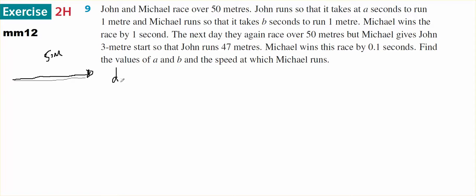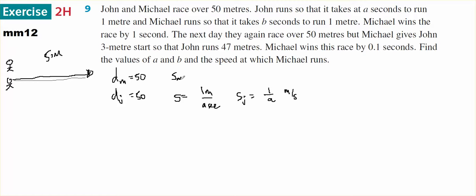Therefore, the distance that Michael runs is 50, and the distance that John runs is also equal to 50, because they both run along that race for 50 metres. John runs so that it takes A seconds to run 1 metre. So the speed that John runs at is 1 metre per A seconds, because he runs 1 metre in A seconds. So the speed of John is equal to 1 on A metres per second.